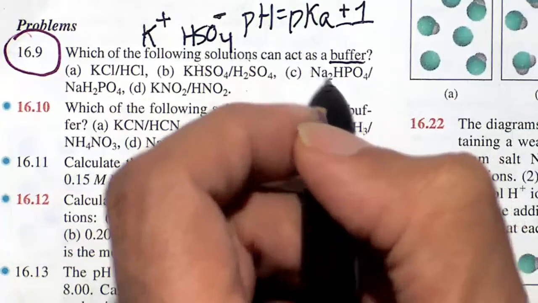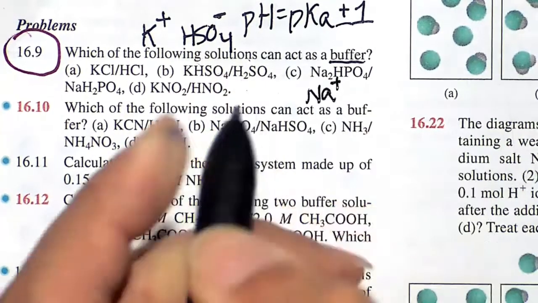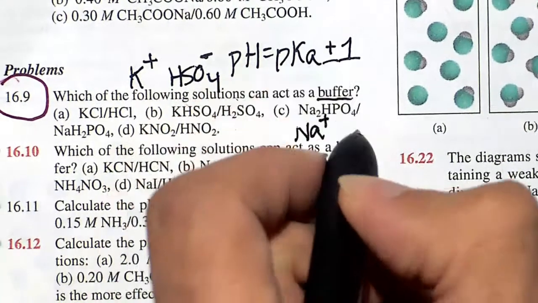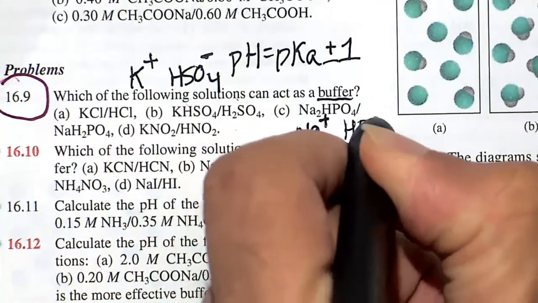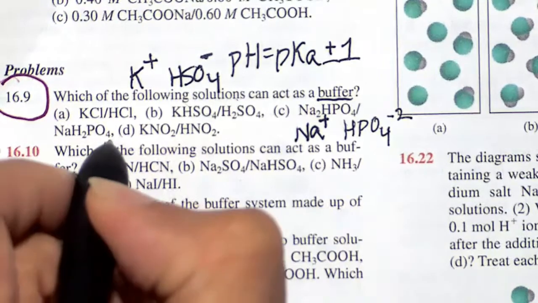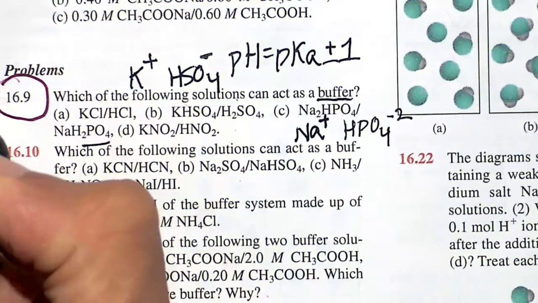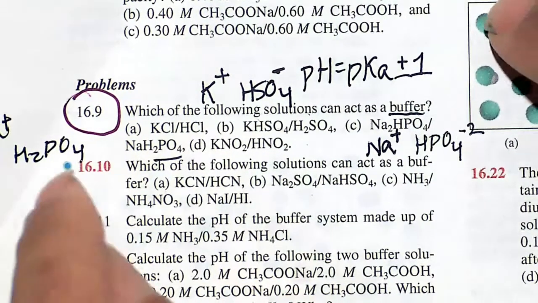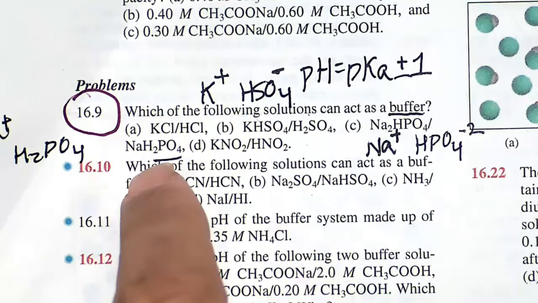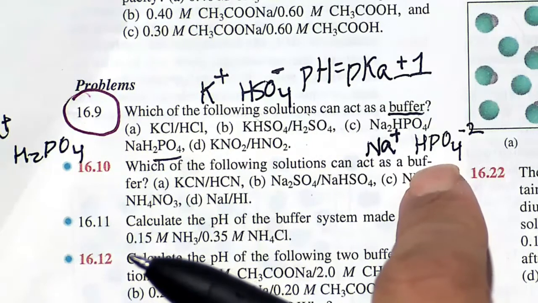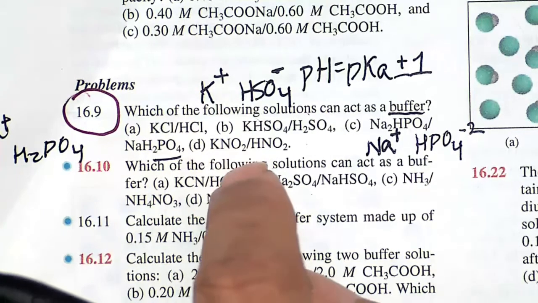Part C, again, sodium ion is just there to trick you. It is a counter ion, or what we call a spectator ion. And here we have HPO4 minus 2, and its conjugate acid is H2PO4. Again, the sodium ion is just a spectator ion. So I predict C to be a good buffer, right? Because H2PO4 is the acid, HPO4 minus 2 is the conjugate base, and so that would represent a buffer.